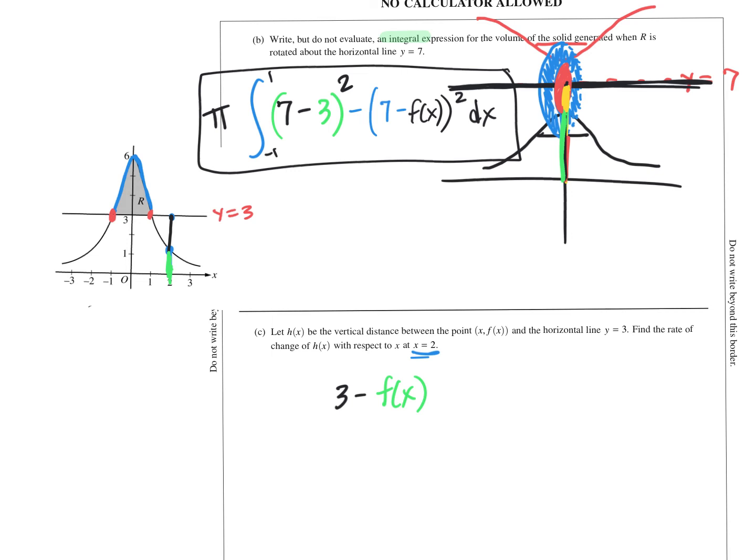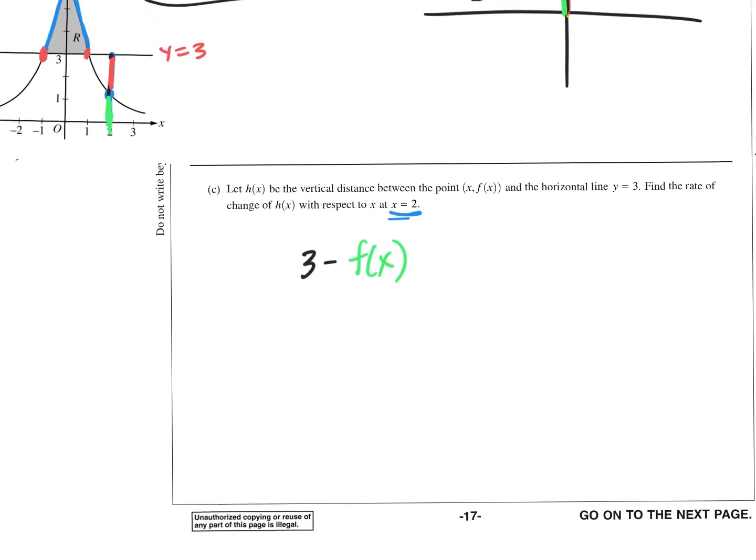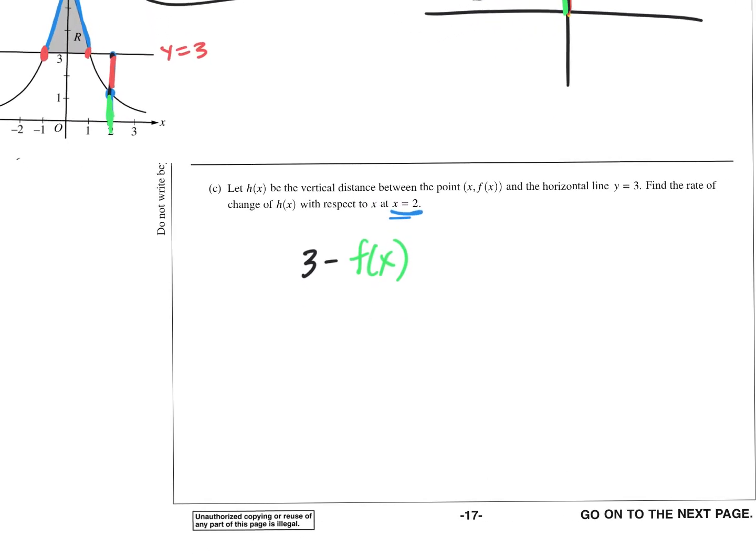I see that is going to be this black distance, right? Okay, this blue. Look at if we did 3. 3 is going to find this distance, minus f is the green distance. That would leave me with this red distance between that point and the line y equals 3 at 2. Okay, now it says find the rate of change of h. So we just said this is going to be h of x. Let's go find that rate of change.